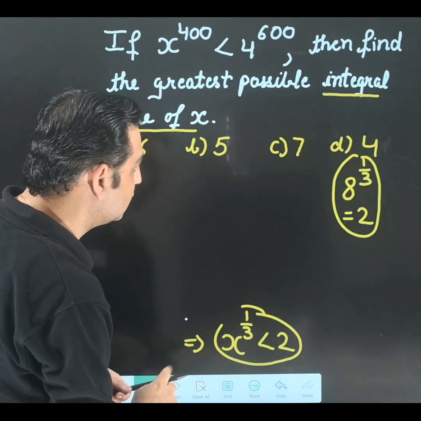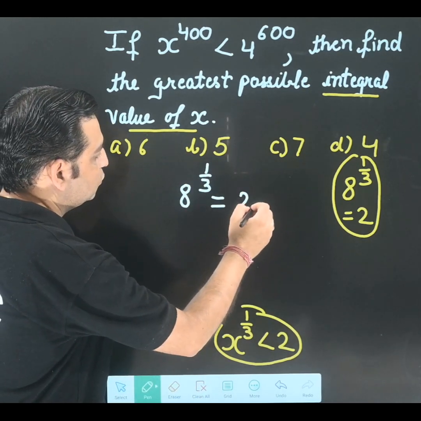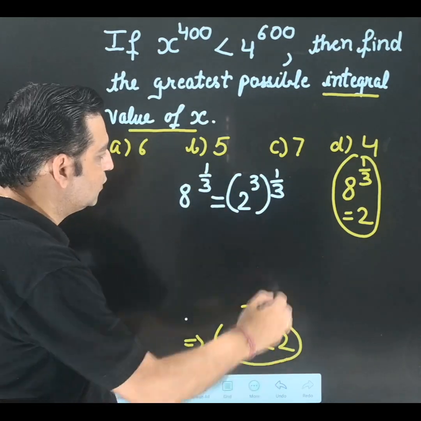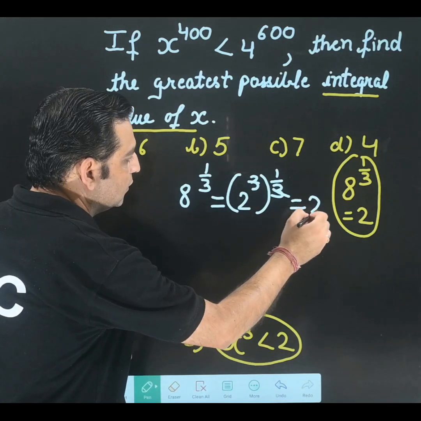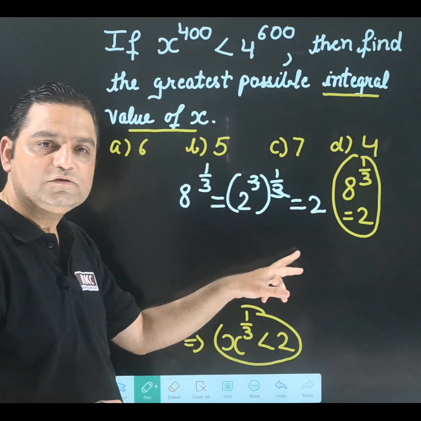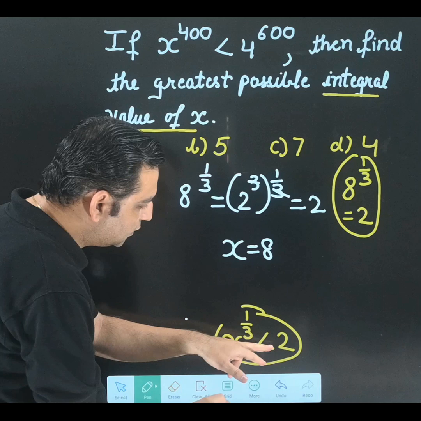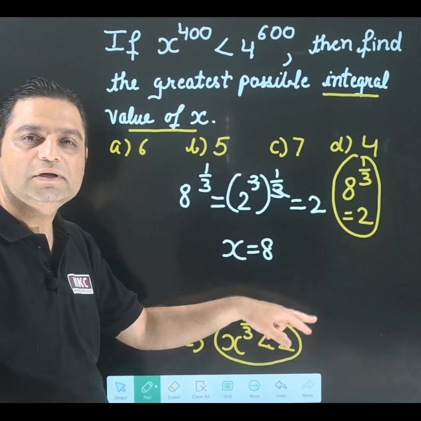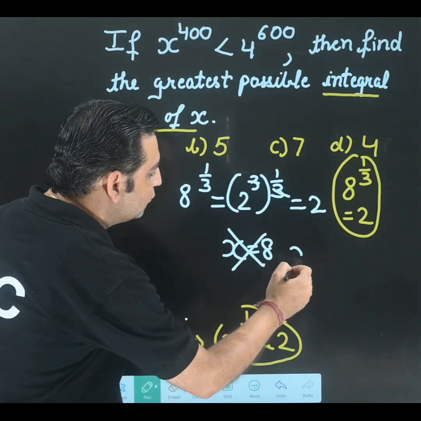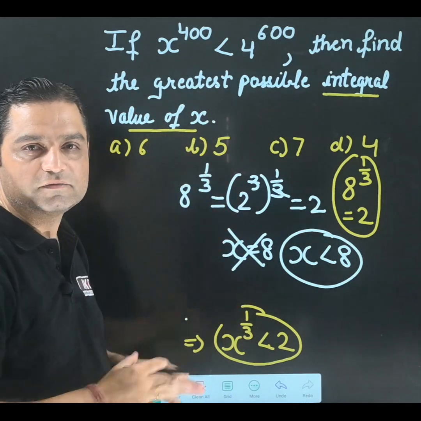See, 8 power 1 over 3 means 8 is 2 cube and the exponent is 1 over 3. When 3 and 3 are cancelled, you will get 2. That is why I said that 8 to the power 1 over 3 is 2. That means if I take x as 8, then it should be equal to 2. But I need lesser than 2. That means my value of x should be less than 8. Then it will satisfy it.